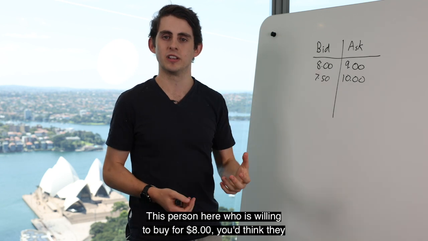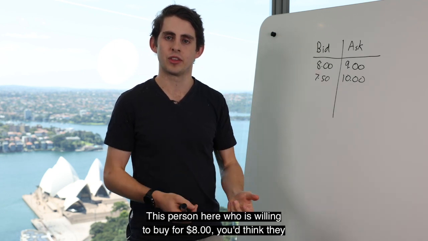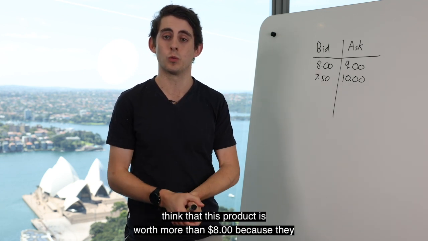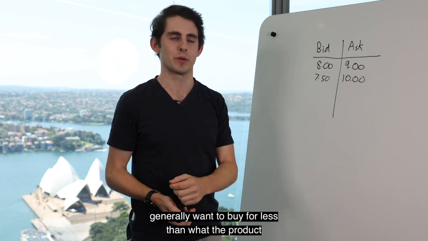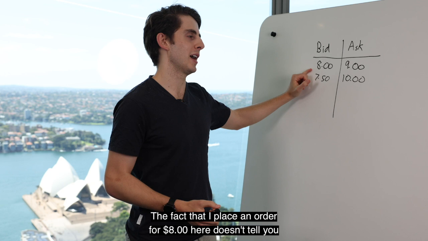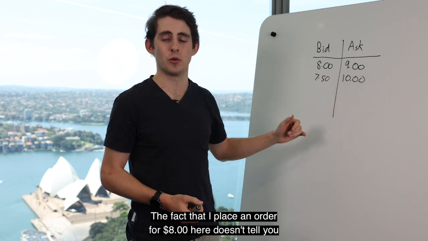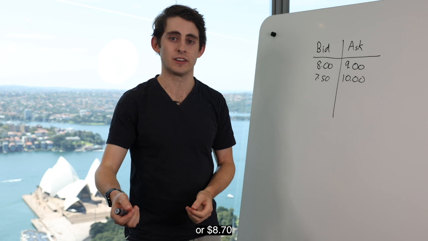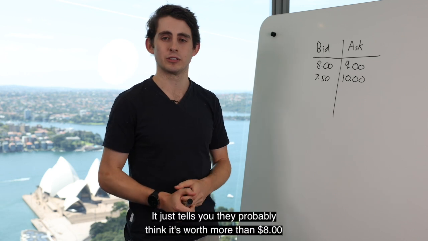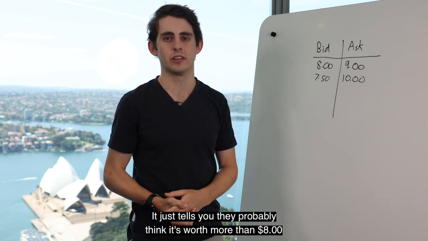This person here who's willing to buy for $8, you'd think they think that this product is worth more than $8, because they generally want to buy for less than what the product is worth. The fact they place an order for $8 here doesn't tell you whether their theoretical is $8.10 or $8.70. It just tells you they probably think it's worth more than $8.